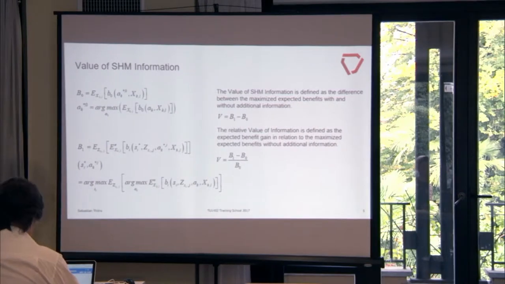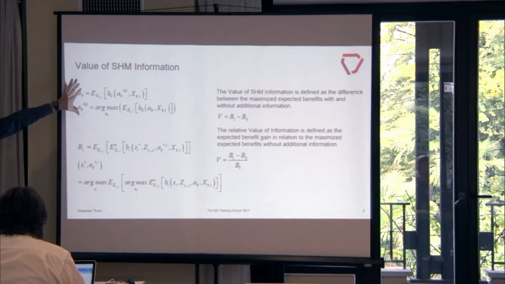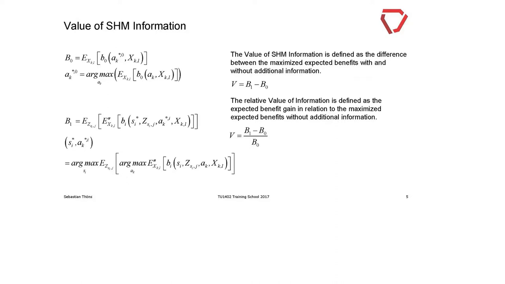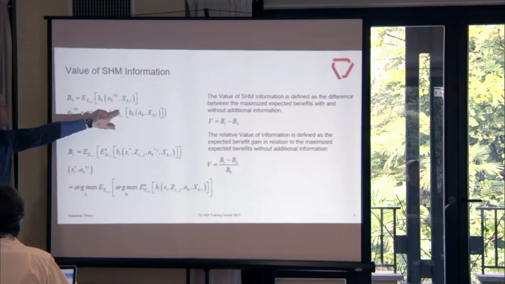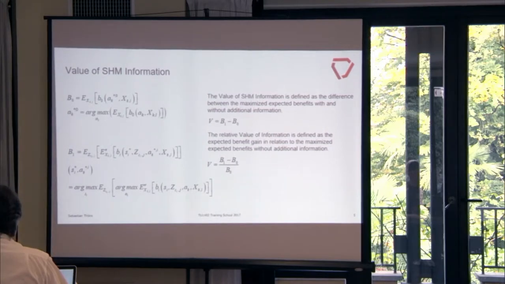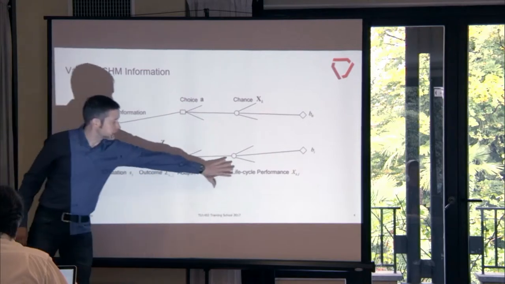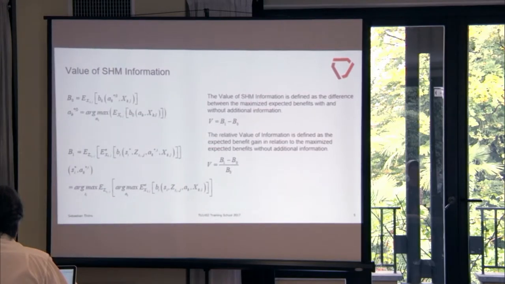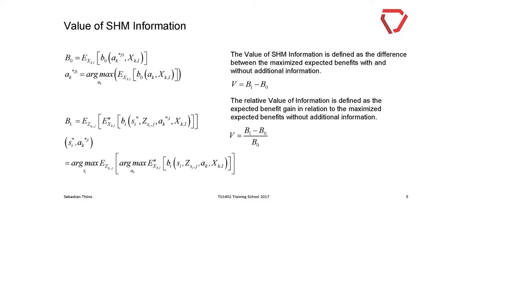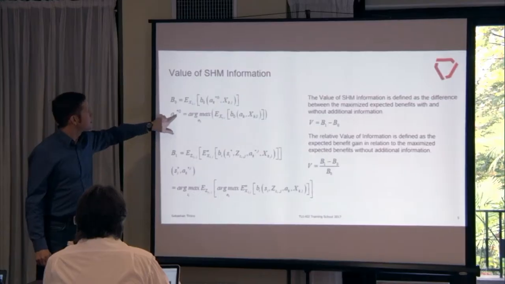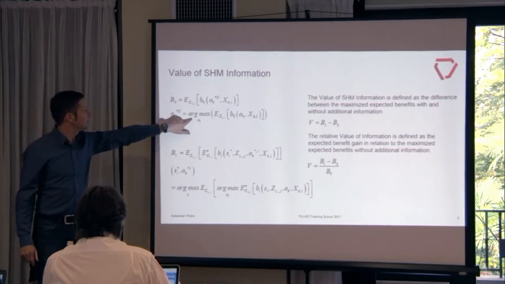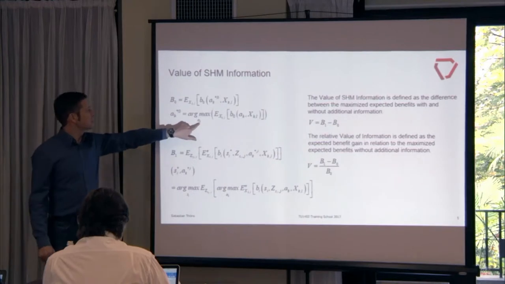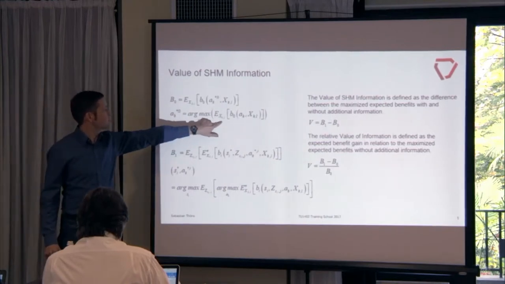So if I have this decision tree and I formulate this mathematically, very close to what Raiffa and Schlaifer formulated, then it's the expectation operator for the benefit associated with the optimal action, given the life cycle performance, or in dependency of the life cycle performance. And this is basically how this optimal action is defined mathematically. So it's the A which maximizes this expression.